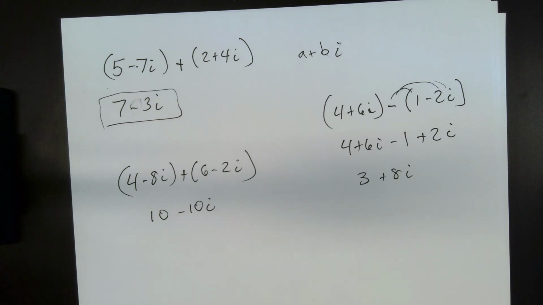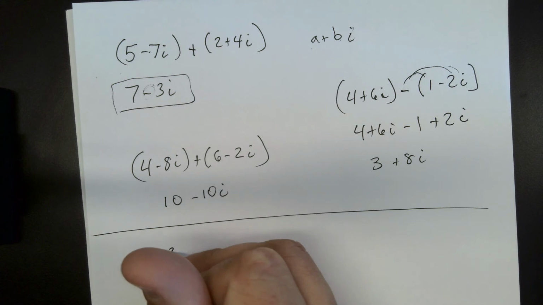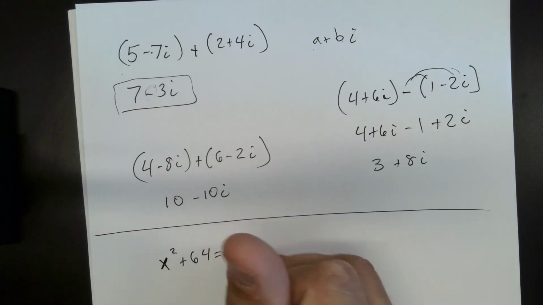We're going to solve our first equation dealing with these when you have i involved. All right, so here we go. Everyone ready? If we have x squared plus 64 equals 0.